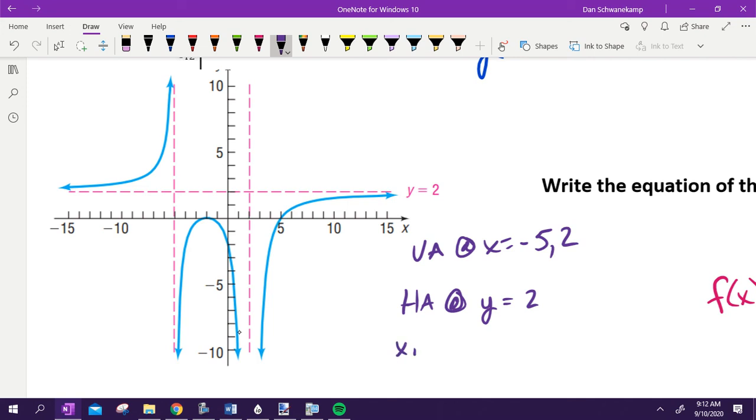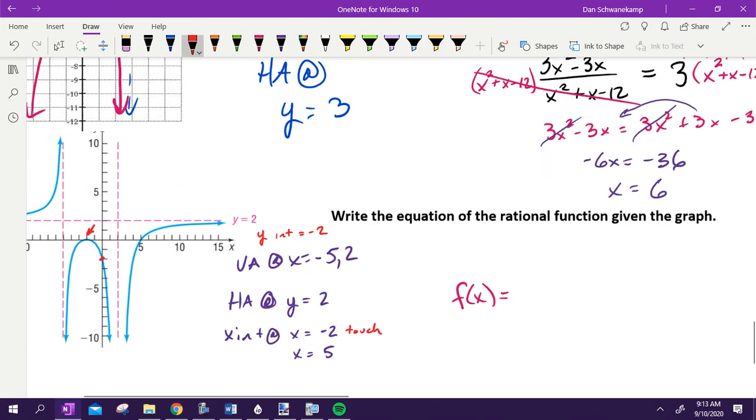Yep, x-intercepts. What do you think on x-intercepts? Okay, so we have one at -2 and at 5. Good. Anything special about one of those x-intercepts? Which one? -2, right there, we touch. Don't forget about that. It's been a minute, but we can still do that. Cool. We've got a y-intercept at -2. We'll be able to see that as well. Let's see what we can do.